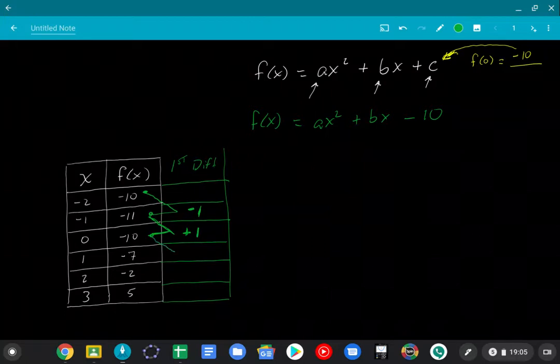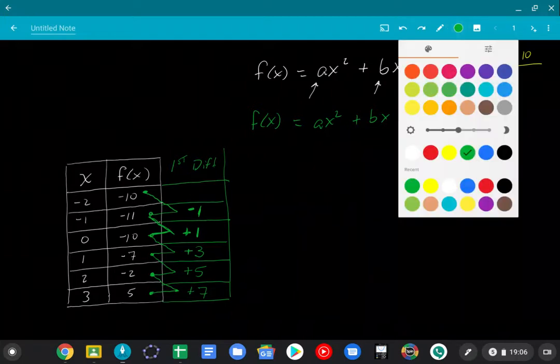Negative 10 plus what gives me negative 7? You'd say, oh, I have to add 3. Okay. Negative 7 plus what gives me negative 2? And you'd say, oh, you have to add 5. That's right, because it's getting less negative. You must be moving forward. And finally, negative 2 plus what gives me positive 5? And you'd say that's plus 7. Perfect. Those are your first differences. Notice we don't know what's going on here, and that's okay.